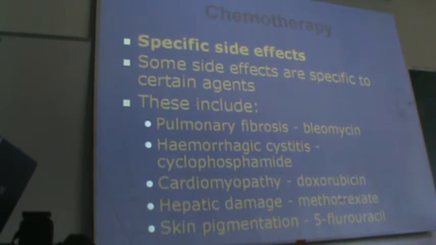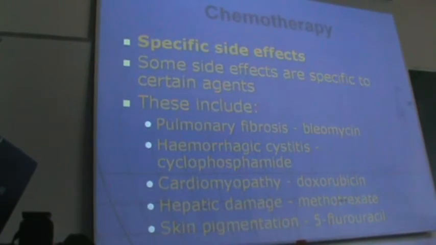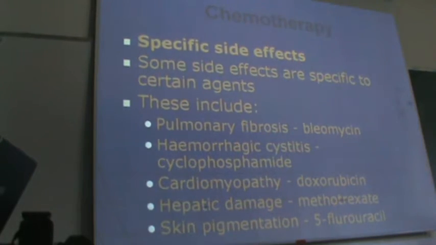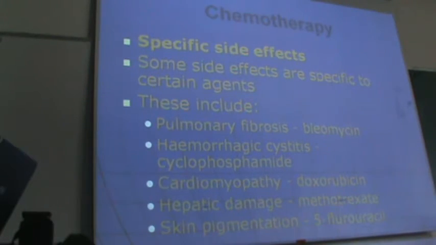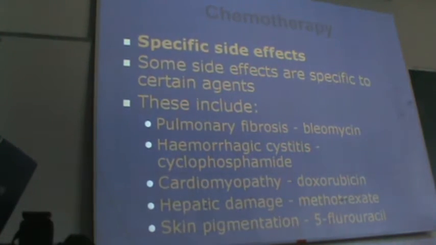Some of these side effects are peculiar. What we said, those are general side effects of chemotherapy, but we have some peculiar for each drug, having its own complication. For example, bleomycin, which is an antibiotic, induces pulmonary fibrosis. And cyclophosphamide is famous for causing what is called hemorrhagic cystitis. The patient will present with hematuria.